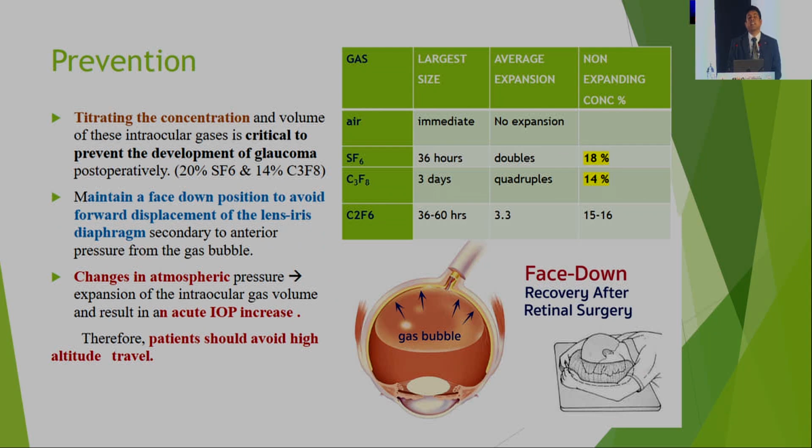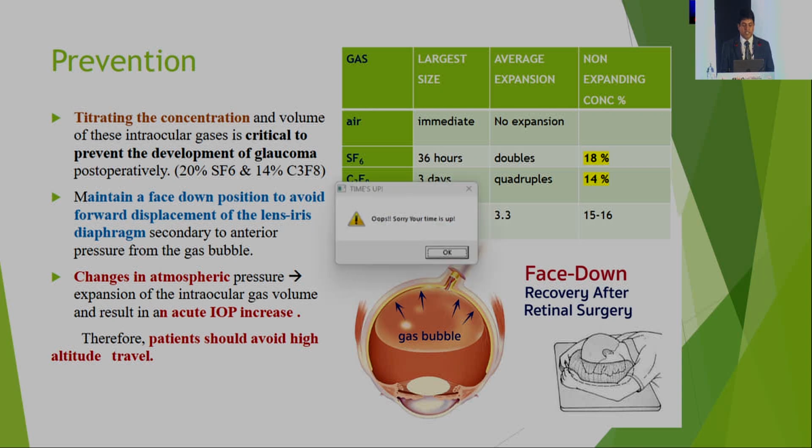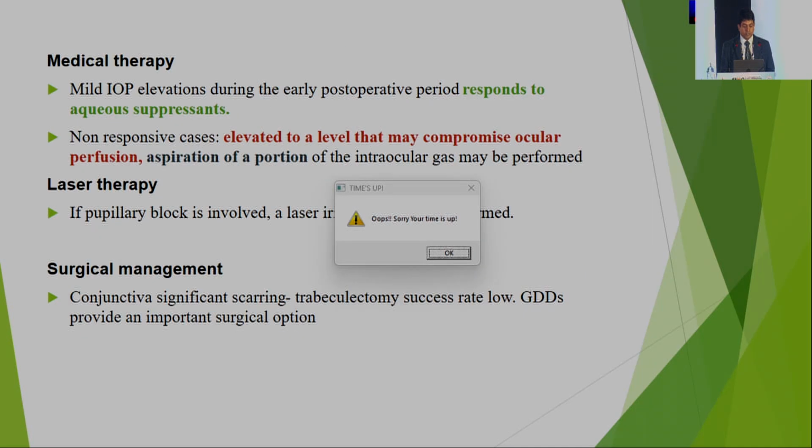So how can you prevent this? We can use 20% SF6 and 14% C3F8, and we should not inject more volume. For pneumatic retinopexy in a non-vitrectomized eye, the maximum volume we inject is 0.3 ml. In a vitrectomized eye, 20% up to 4 ml can be injected, and we should advise the patients to maintain a face down position. High altitude can also cause expansion of the bubble, so these patients should be advised not to travel to higher altitude for at least 2 weeks after the surgery. Medical therapy can be tried, and laser can be given.